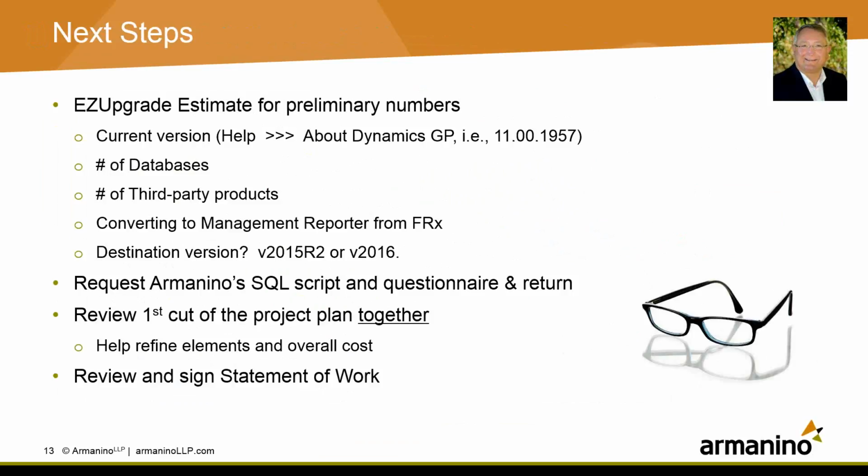So if you are interested in an upgrade, what's the next step? Well, we do have what we call an easy upgrade estimate tool, and that'll give you a very rough number, but it'll give you a scoping number in terms of dollars. If you are interested in getting that, we only need a few pieces of information. We just need to know what your current version is, and that's in the Help, About Dynamics GP area. You can get that version.